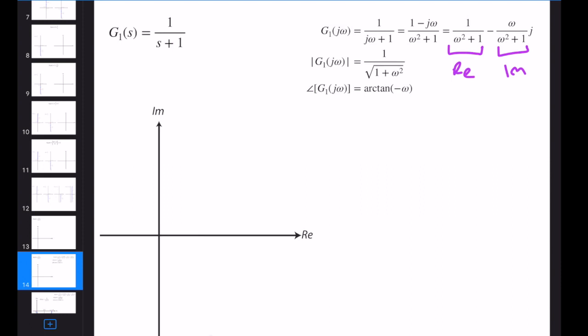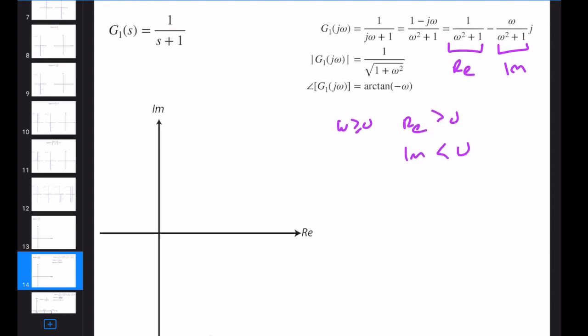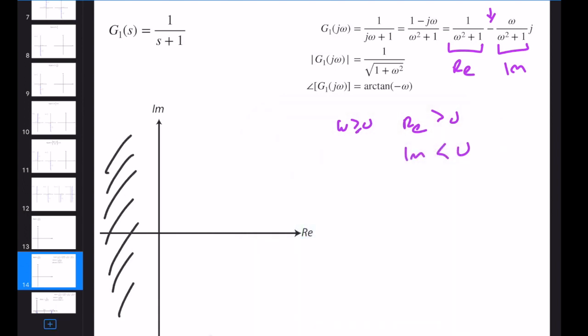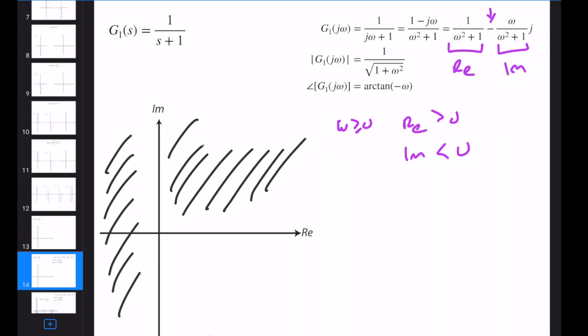Okay, let's look at the real part. As you can see, since omega is greater than or equal to 0, the real part is what? Greater than or equal to 0. Technically, it is always greater than 0. And the imaginary part, as you can see, is always less than 0 because of this minus. So let's change the color to something ugly. Everything is in this quadrant here.